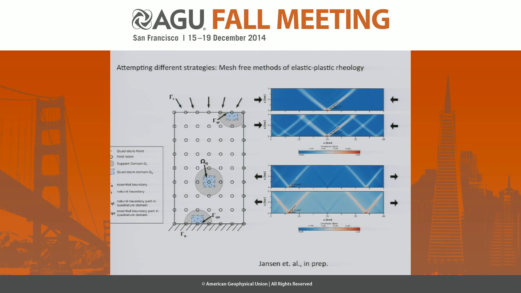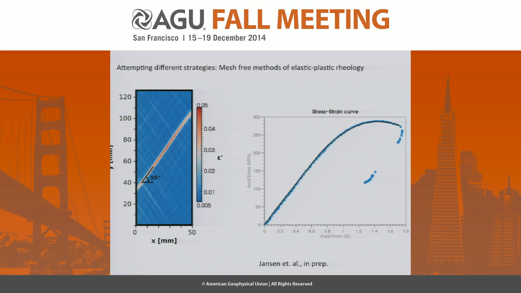We've been trying, because you always run into problems, different strategies, for example, with mesh-free methods of an elastic-plastic rheology. And here is some results using mesh-free methods in compression and extension. And it's an elastic-plastic rheology, so here's the comparison of the model versus the data. It looks very good. Mesh-free methods still have potential, but they do get kind of heavy, so we're just discovering this as we go.